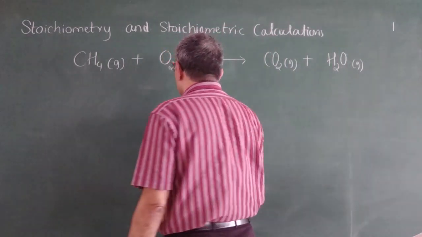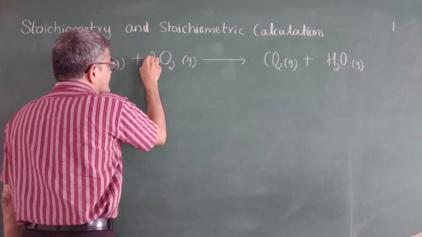So it is not balanced, so we have to balance it. To balance this, you require 2 oxygen here.